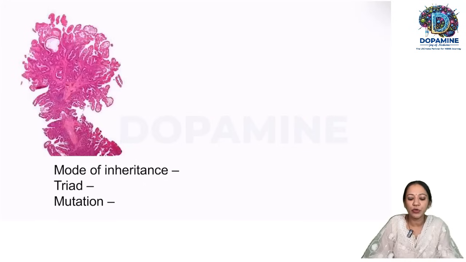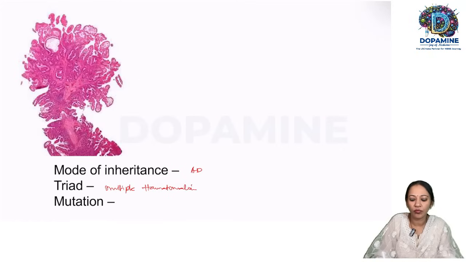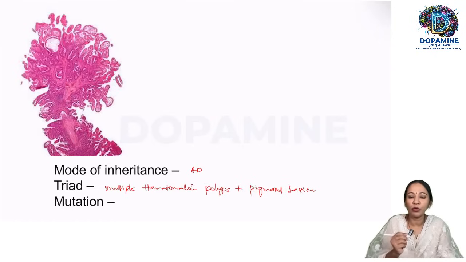Okay, so we'll see what this Peutz-Jeghers syndrome is. What is the mode of inheritance in Peutz-Jeghers syndrome? It is autosomal dominant. What is the triad here? It means multiple hamartomatous polyps, plus pigmented lesions in the oral mucosa and in the anal verge, plus family history. So that is the classic thing in Peutz-Jeghers syndrome. And what is the mutation? Mutation in the STK11 gene.